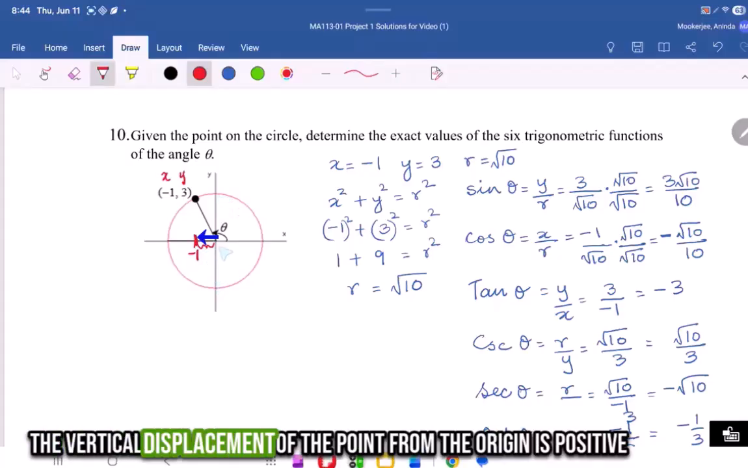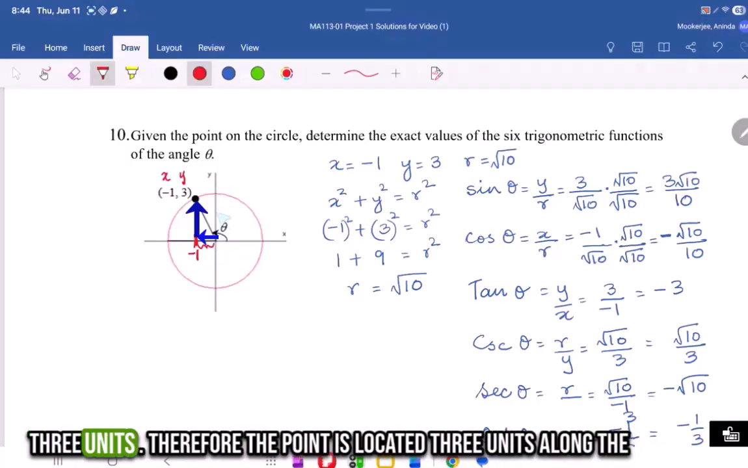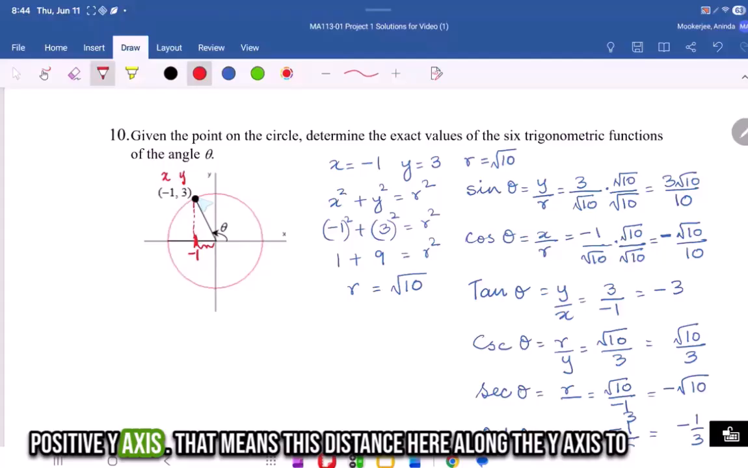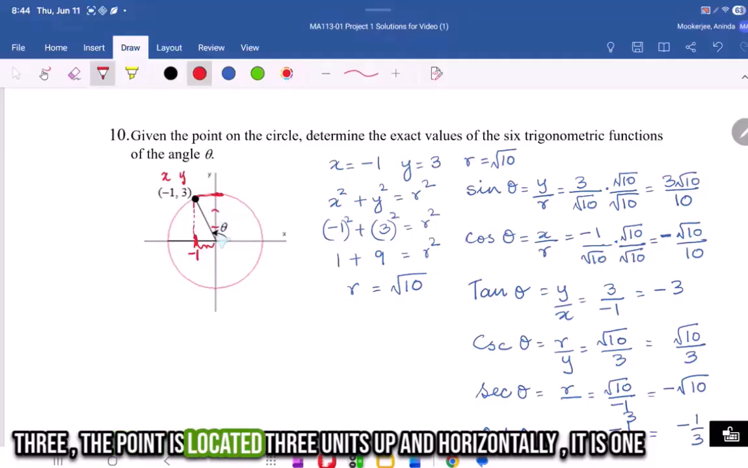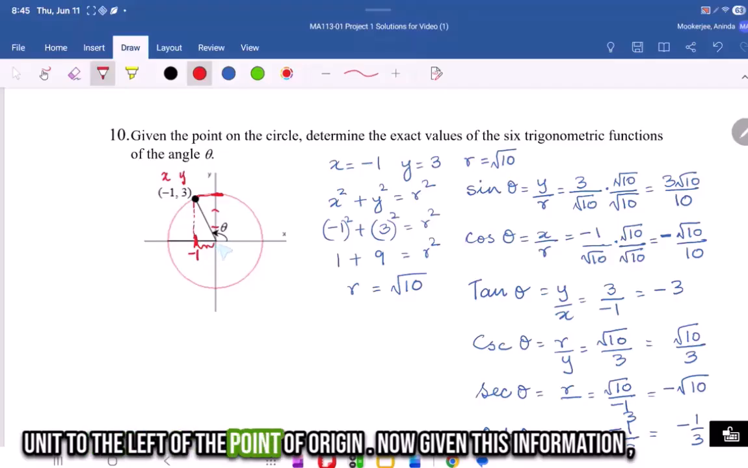The vertical displacement of the point from the origin is +3 units. Therefore, the point is located 3 units along the positive y-axis. That means this distance here along the y-axis to the point is 3 units. If we scale the y-axis as 1, 2, and 3, the point is located 3 units up, and horizontally it is 1 unit to the left of the point of origin.